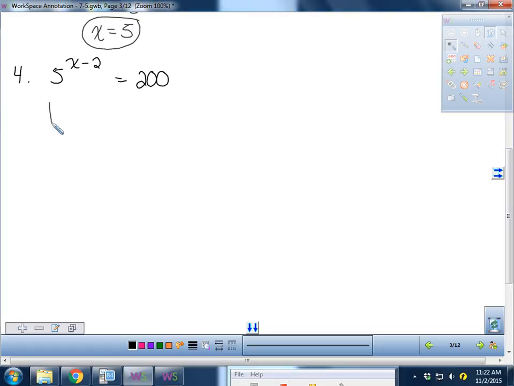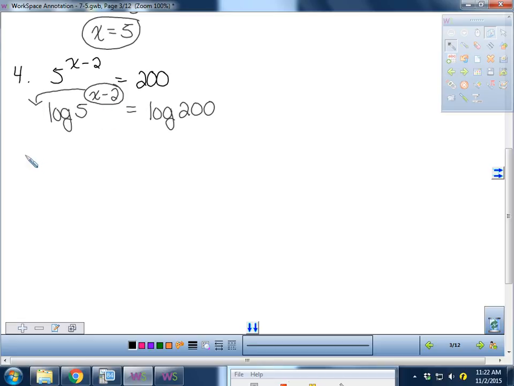So what I'm going to do is I'm going to log both sides. And remember, it's important that you do both sides because if you don't, you're not balanced. So I'm going to take log of 5 to the x minus 2 equal to log of 200. It's very, very important that you do it to both sides. So now that I have a log, that property tells me that I can take that x minus 2 that's in the exponent and I can pull it down in front.